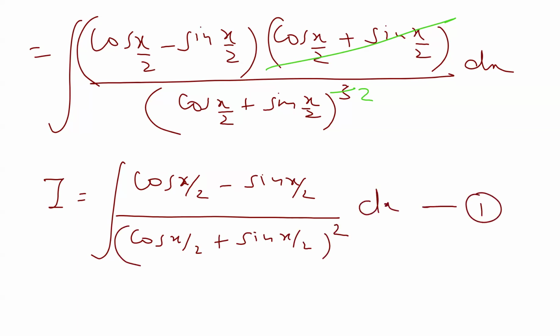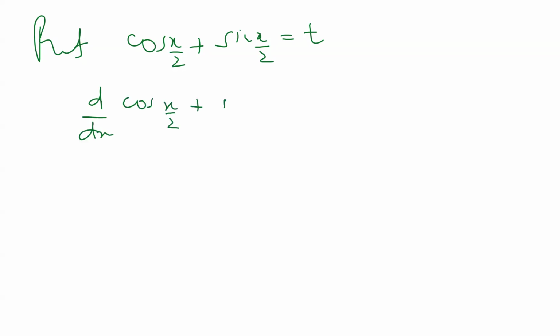Equation number 1. Now same case we had done earlier, but then the angle was x, not x by 2. So what I would recommend is take this particular term as t. Don't take the square along with it. Only the bracket term as t. So put cos x by 2 plus sin x by 2 is equal to t. dy dx of cos x by 2 plus sin x by 2 dy dx of t. Okay.